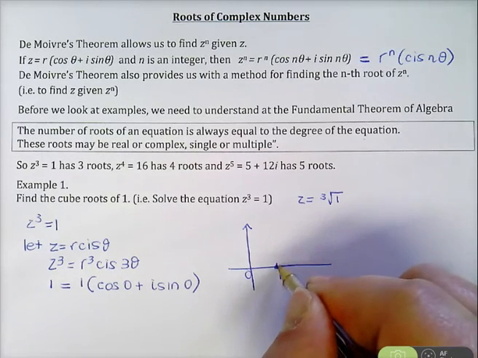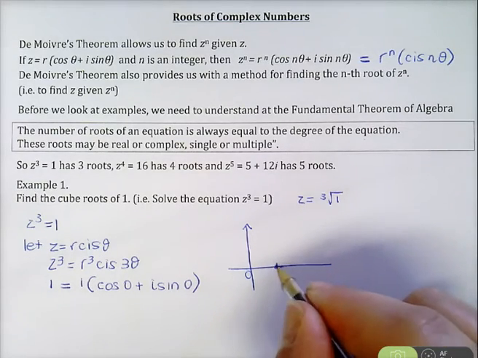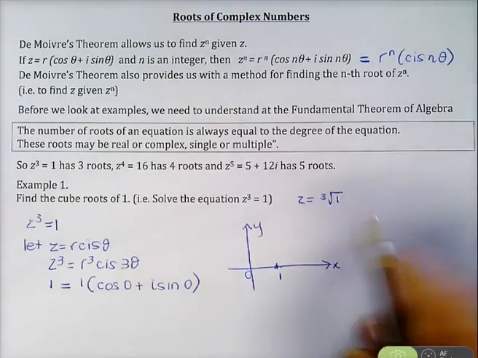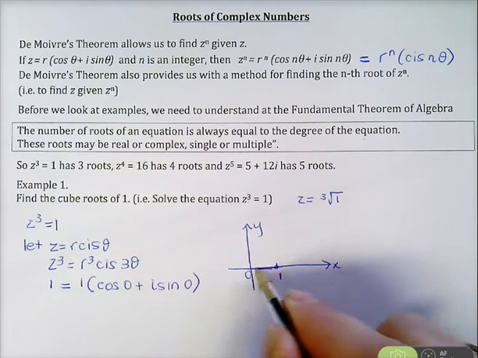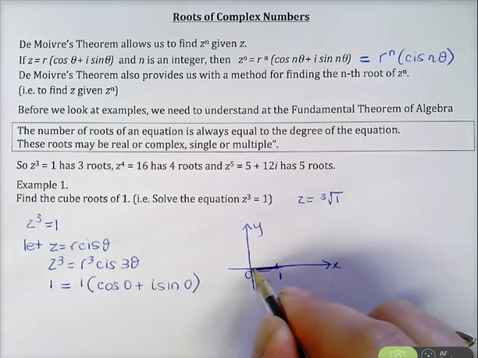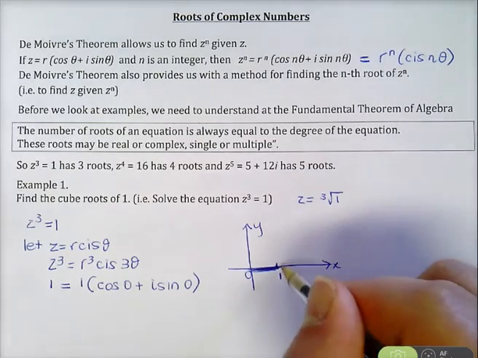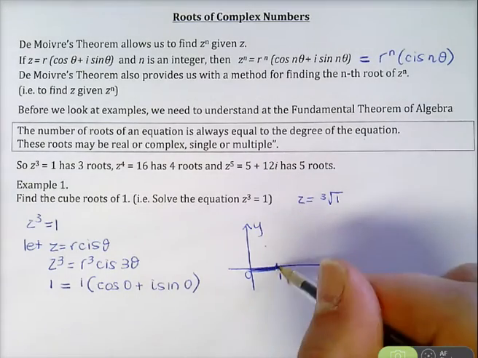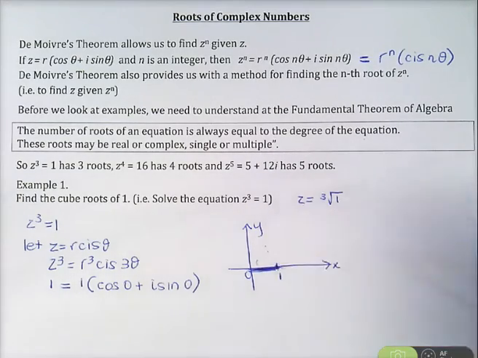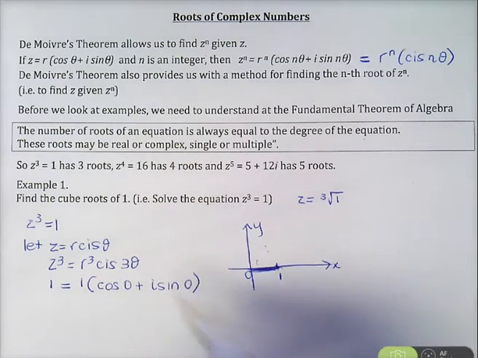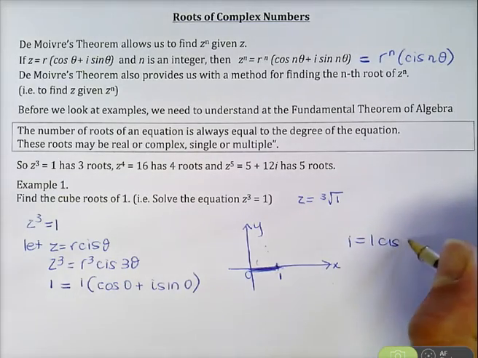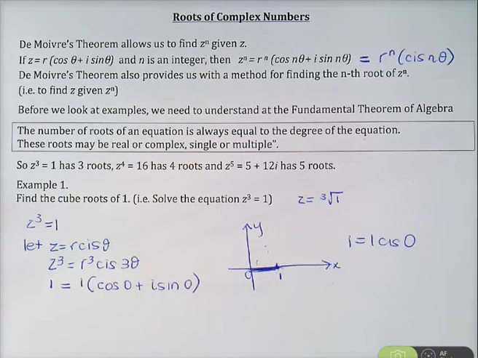But the argument of the point 1 is 0, because the argument, remember, is the direction from the positive x-axis going anti-clockwise, and if I draw the vector, then the argument here is 0, because we don't have any angle there for theta. So 1 can be written as 1 cos 0 plus i sine 0, because 1 equals 1 cis 0, which is 1 cos 0 plus i sine 0.